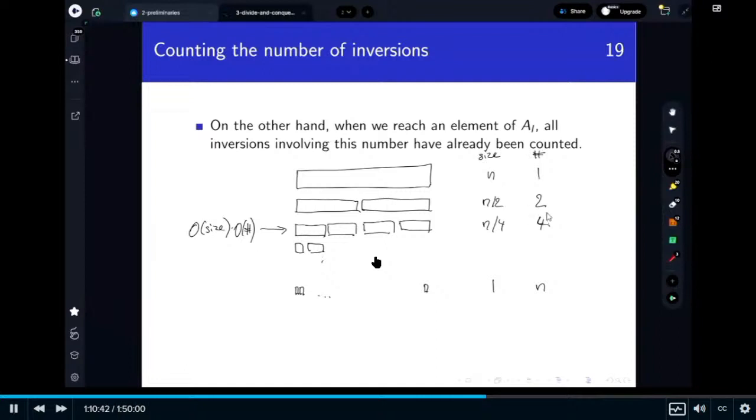Okay, but we can see that when multiplying these two things, we get n, right? At each level, we do n computations, or order n computations. So if we multiply the size and the count, we get n at each level.